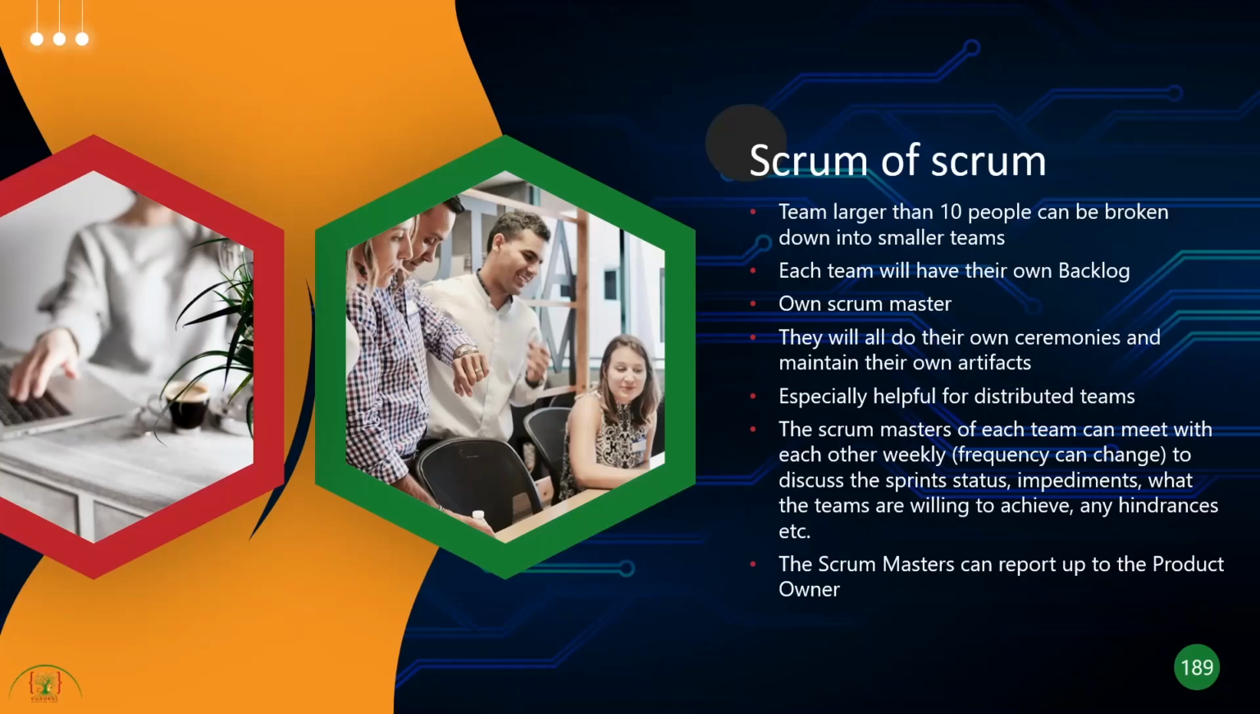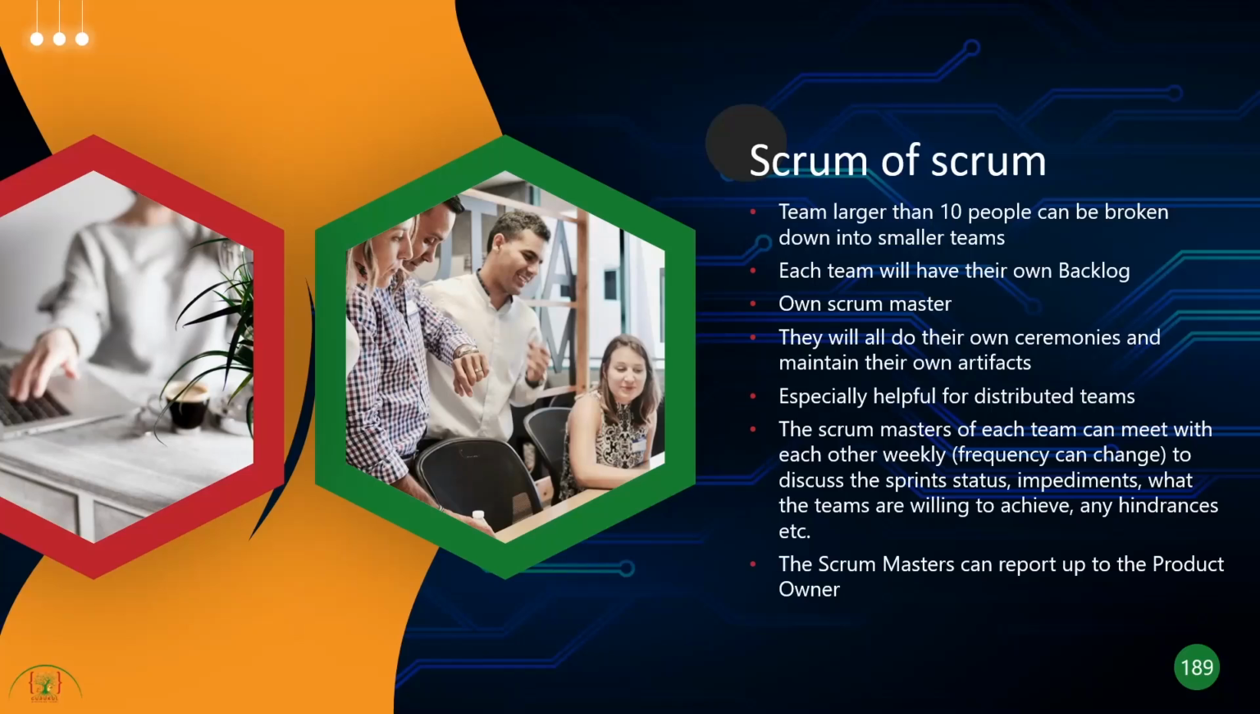Each team will have their own Scrum Master. The Scrum Masters of each team can meet with each other weekly, and you can change the frequency. It can be once a week, twice a week, thrice a week, to discuss the sprint status or impediments, what the teams are willing to achieve, or any hindrances, right? And all the Scrum Masters can report up to the product owner.